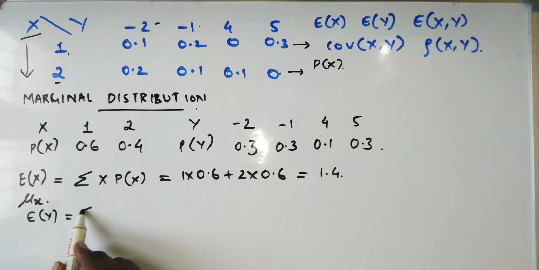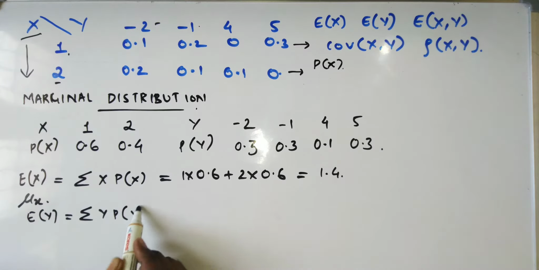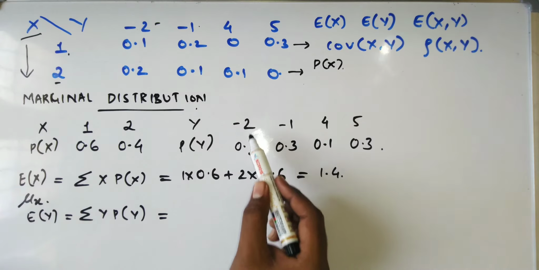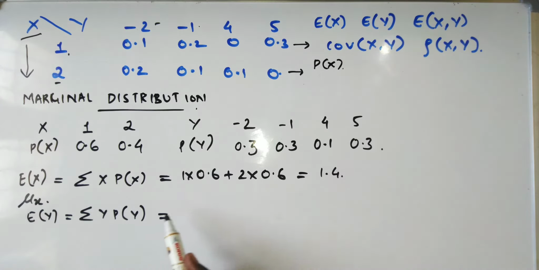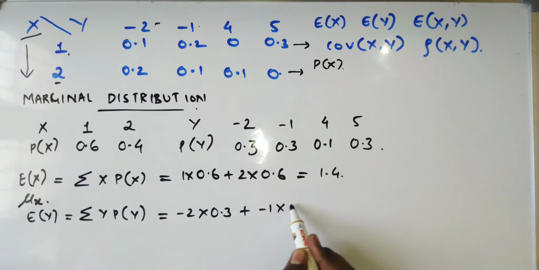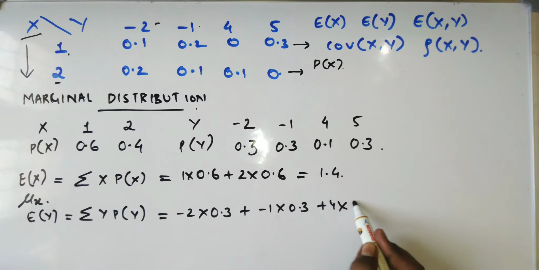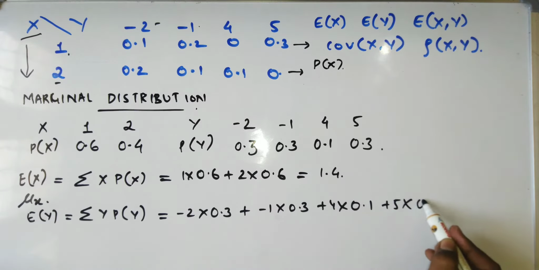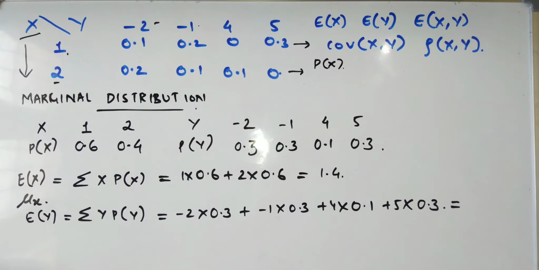Now let us proceed to the next, E of Y, the expectation of Y. The formula is summation of Y into P of Y, so I have to multiply these terms and add. So minus 2 into 0.3 plus minus 1 into 0.3 plus 4 into 0.1 plus 5 into 0.3. I will add all these terms, and at last I'll get the value as 1. It is not necessary that you should get 1; that is unrelated to the probability. So we calculated E of X and E of Y.